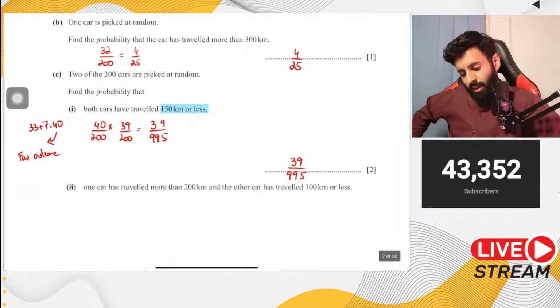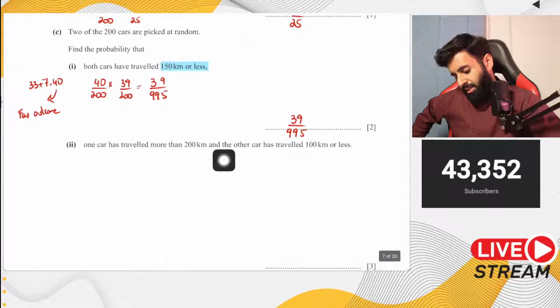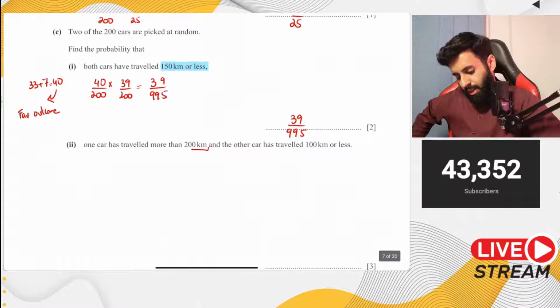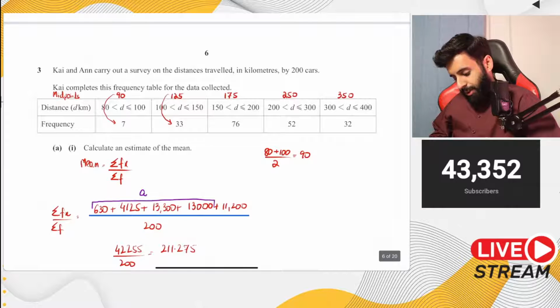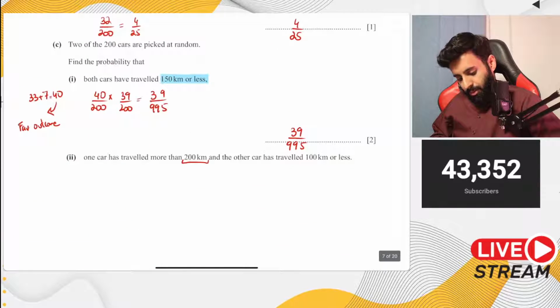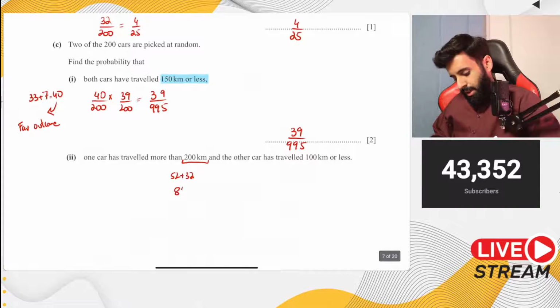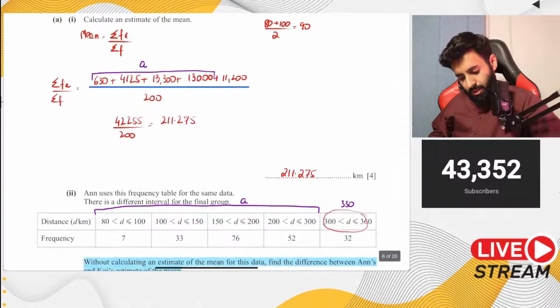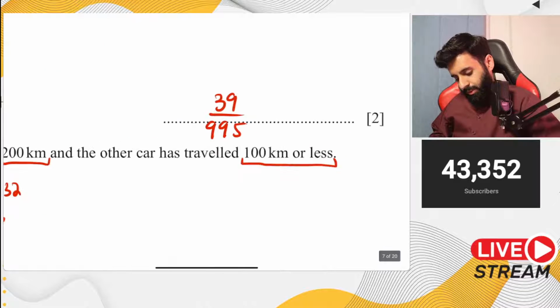Then it says one car has traveled more than 200 kilometers and the other car has traveled 100 kilometers or less. Let's see how many cars have traveled more than 200 kilometers. That's 52 plus 32, which is equal to 84. And the other has traveled 100 kilometers or less. How many such cars do we have? Just the 7.